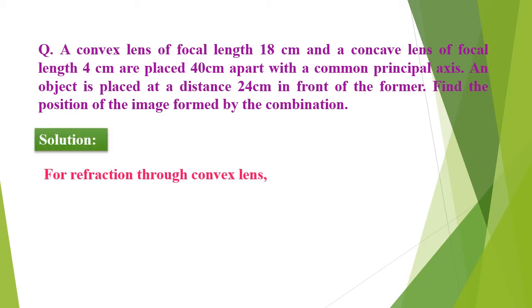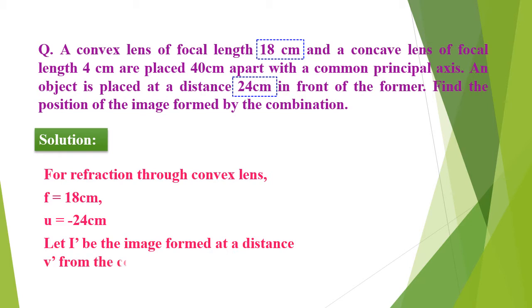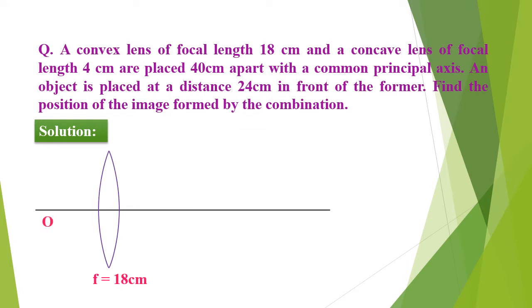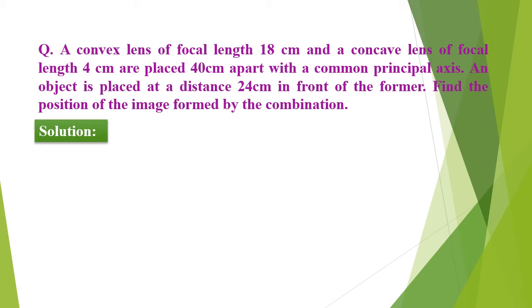For refraction through the convex lens, we consider only the first lens and apply the formula. The focal length is 18 cm. Object distance for that lens will become minus 24 cm. Let I dash be the image formed at a distance v dash from the convex lens. The situation we can draw like this: the object is kept at 24 cm, and the image is formed at I dash. That image distance, v dash, is what we need to find.